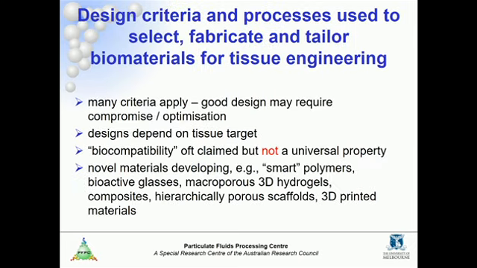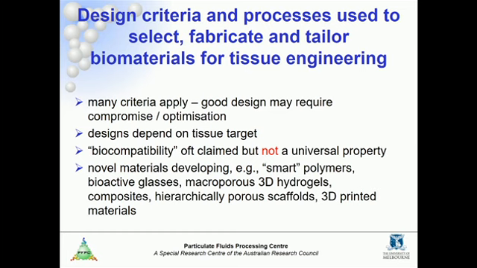So what are our design criteria? How are we going to pick biomaterials? There's hundreds of options out there. So what are our criteria and the processes that we'll use to select, fabricate and tailor these materials? Well, there are lots of criteria we might think about. And for good design, we're likely to have to compromise. We probably can't have everything that we would like.